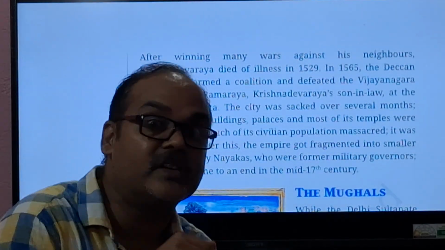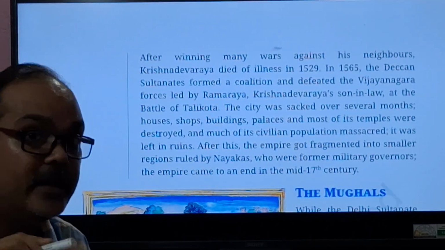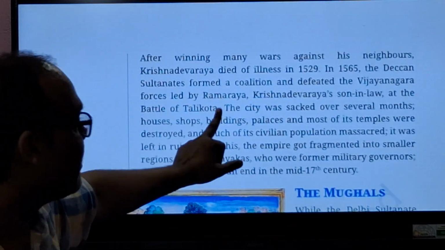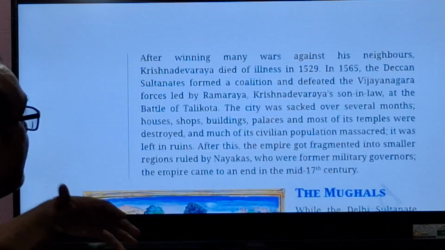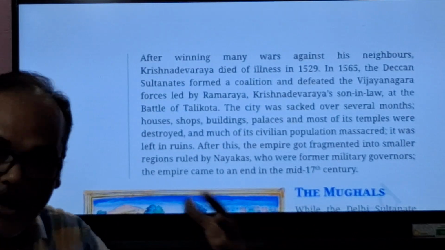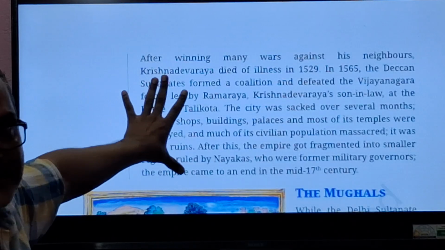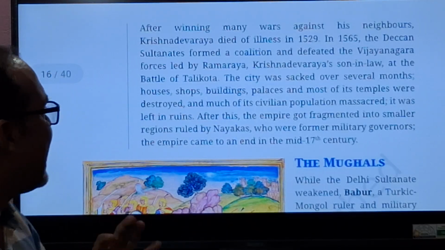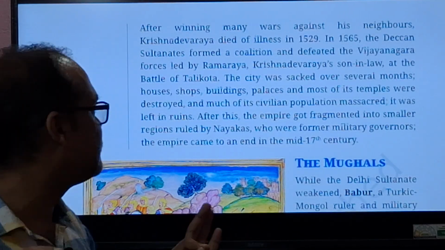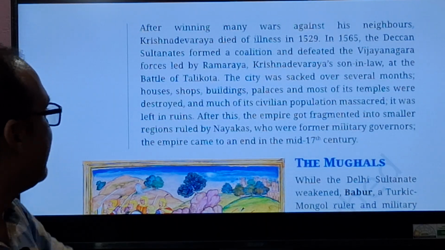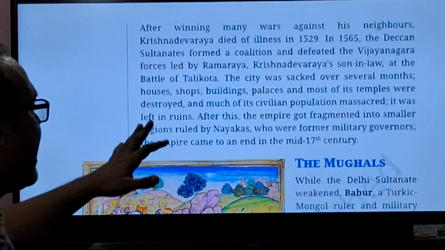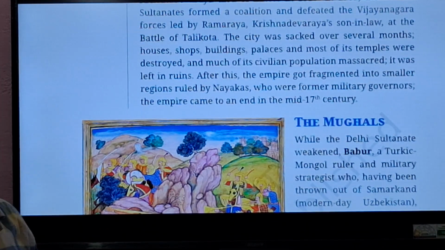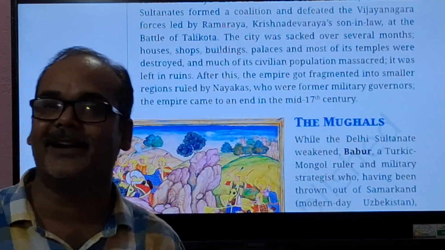So, the Battle of Talikota was fought in 1565, and the ruler was the son-in-law of Krishna Deva Raya. What was the name? The name was Ram Raya, right? And he was defeated by the Deccan Sultanates. They formed a coalition, all the five came together and defeated him, right? The city was sacked over several months; houses, shops, buildings, temples, everything was destroyed completely. After this, the empire got fragmented into small regions, and all these small regions were ruled by the Nayakas, who were former military governors. The empire came to an end in the mid 17th century.